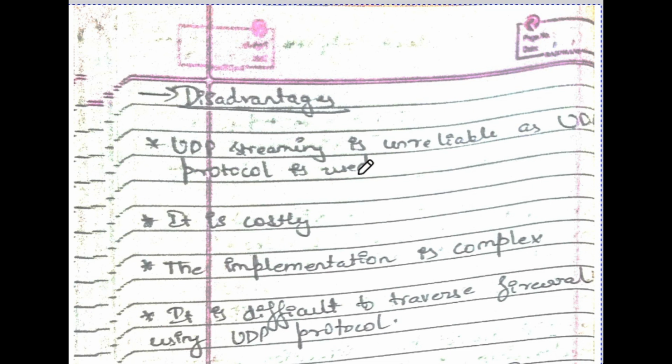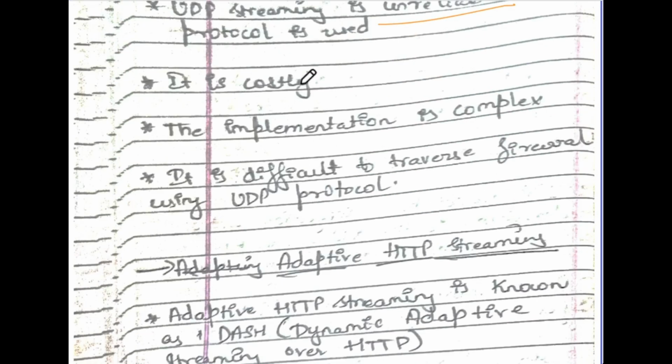Disadvantages. Why are there advantages here, disadvantages? Because UDP has many disadvantages. UDP streaming is unreliable, it is costly, the implementation is complex, and it is difficult to traverse firewalls with the help of the UDP protocol.